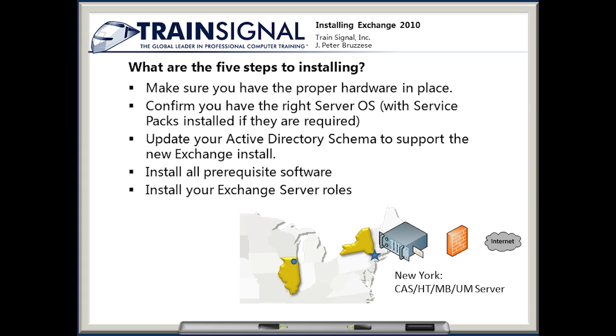Now, if we were going to break down the installation steps, we might break them down into 5 different steps. The first is make sure you have the proper hardware in place. The second is confirm that you have the right server operating system, with service packs installed if they are required. The third is update your Active Directory schema to support the new Exchange install. The fourth is install all prerequisite software. And finally, install your Exchange server roles. And so those are the 5 steps we're going to focus on so that we can get our Exchange server up and running.